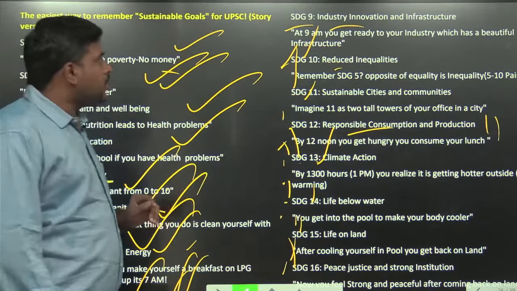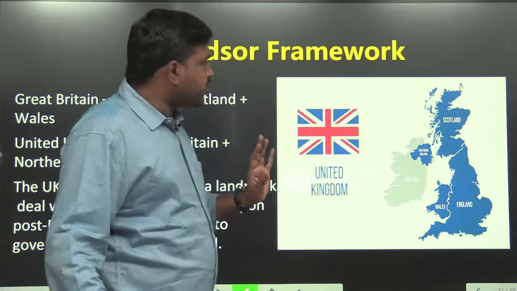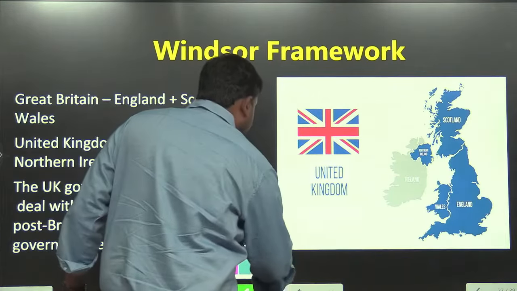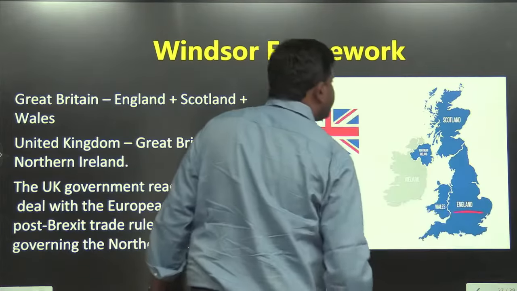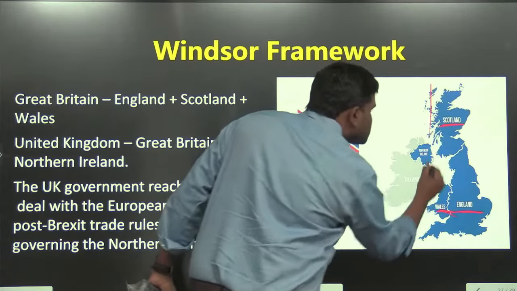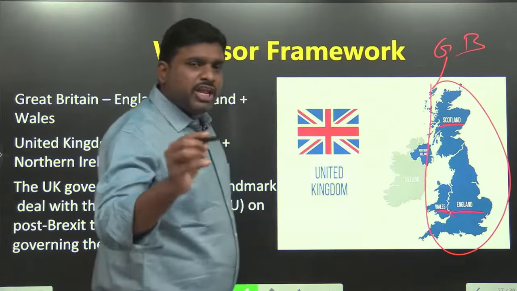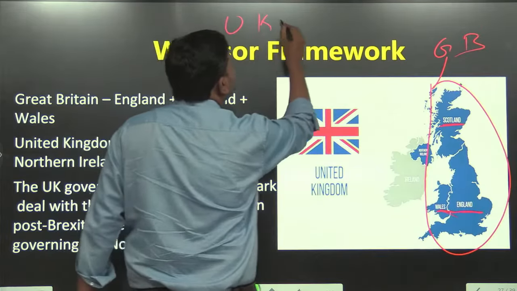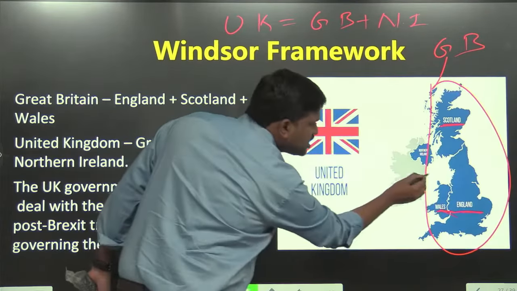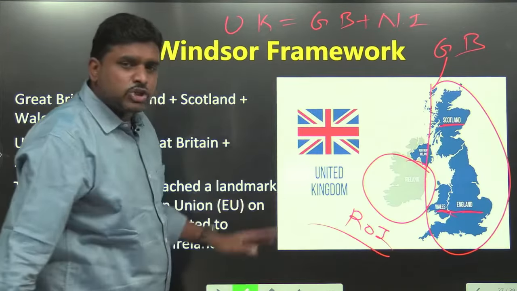Yes. Next, Windsor framework. From a prelims point of view, very, very important. Remember this. Great Britain means Great Britain: England, Scotland and Wales. This particular part is called Great Britain, GB. Whereas the UK, United Kingdom, is equal to Great Britain plus Northern Ireland. Whereas this part is called the Republic of Ireland.